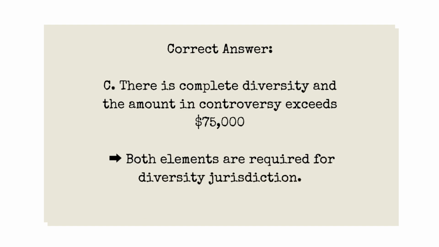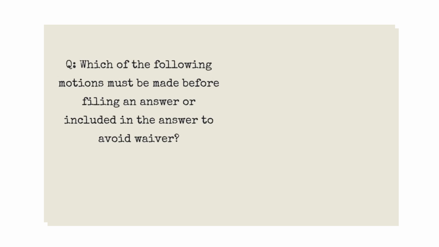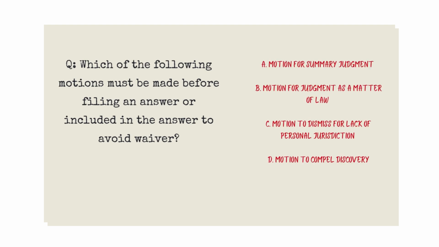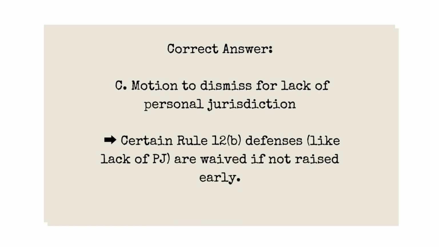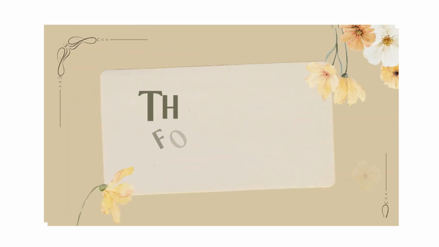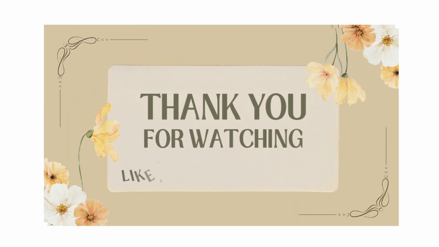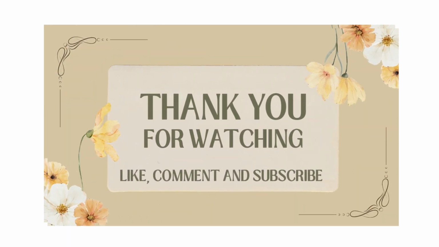C. There is complete diversity and the amount in controversy exceeds $75,000. Which of the following motions must be made before filing an answer or included in the answer to avoid waiver? A. Motion for summary judgment. B. Motion for judgment as a matter of law. C. Motion to dismiss for lack of personal jurisdiction. D. Motion to compel discovery. Correct answer. C. Motion to dismiss for lack of personal jurisdiction. Certain Rule 12(b) defenses, like lack of PJ, are waived if not raised early.